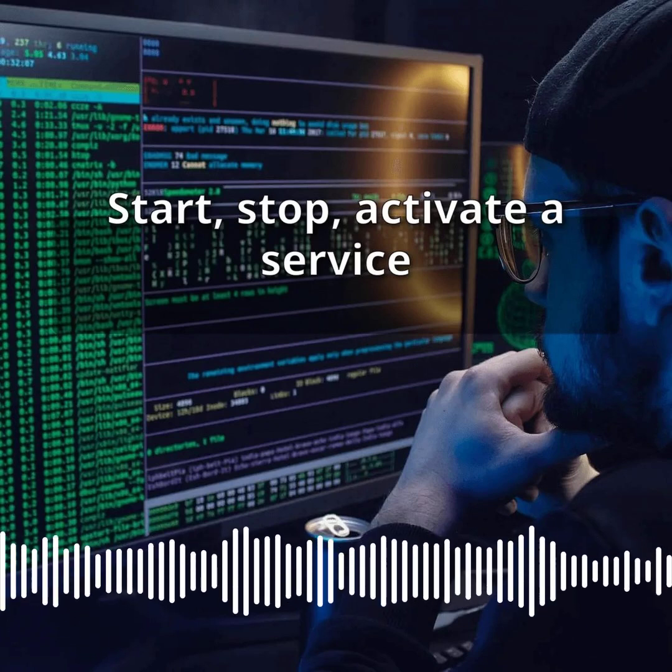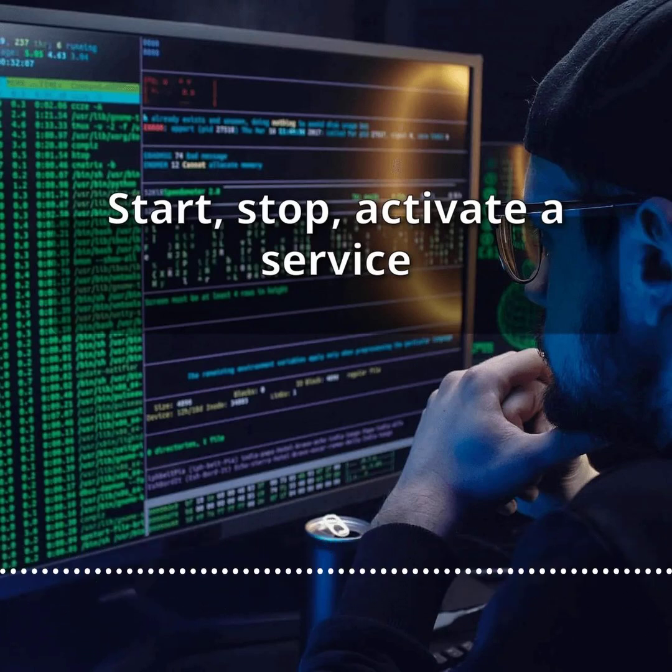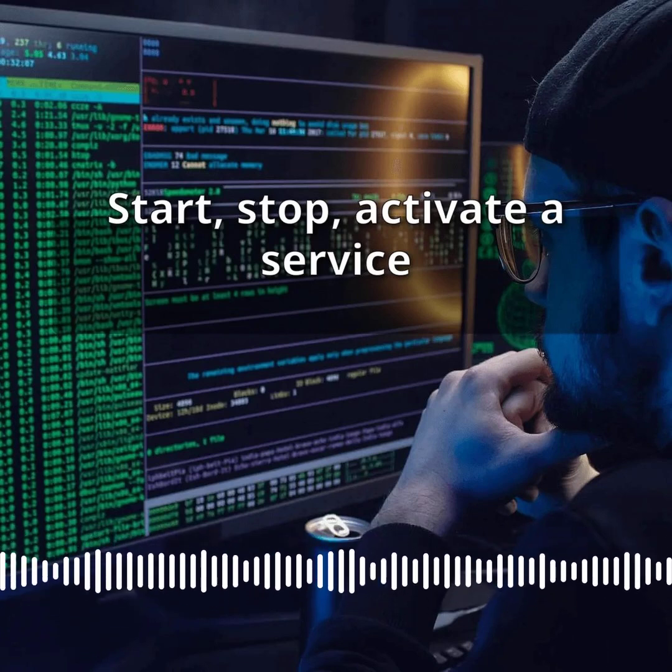Use systemctl status <service> to inspect the current state, the main PID, and recent log lines, and journalctl -u <service> to read the full journal of that unit.